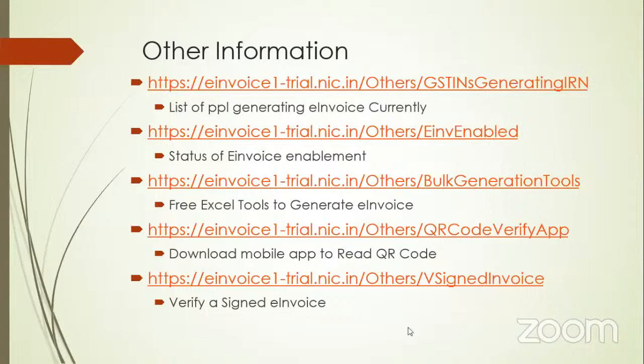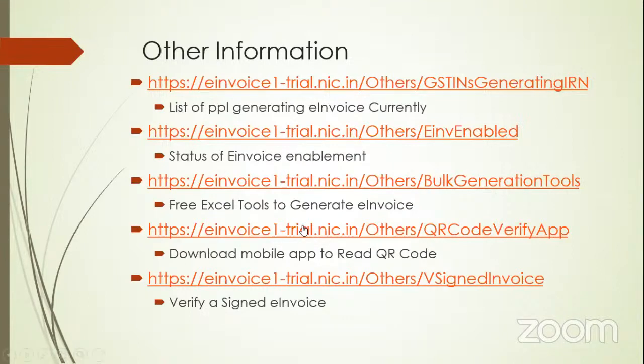These are some other tools that the government has provided. So you can check the list of people who are generating e-invoices by going to the first link here, that is einvoice1-trial.nic.in. It will give you the list of people who are generating IRN, so you can check who is generating IRN. Then you can also check the status of enablement. If you're not sure you are enabled for e-invoicing, you can go to this site and check with your GST number. Similarly, you can get various tools to generate e-invoice using this website.